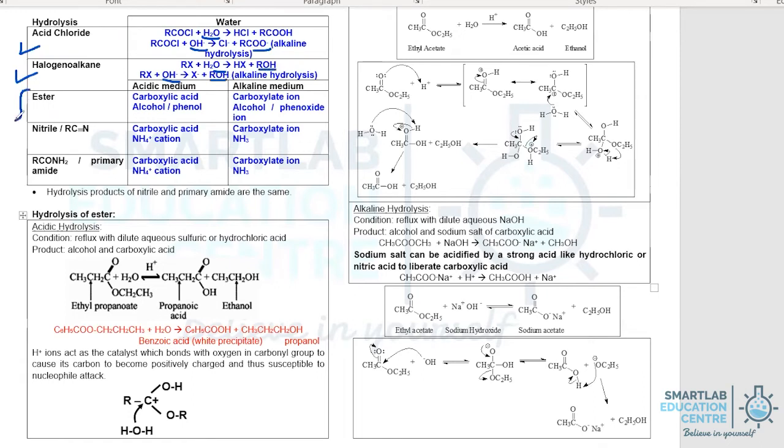The next 3 are the ones that we'll be spending time to focus on, which will start off with ester, followed by nitrile, and then your amide. And why earlier I mentioned 7 equations, because you have your primary amide, secondary amide, and then your tertiary amide.